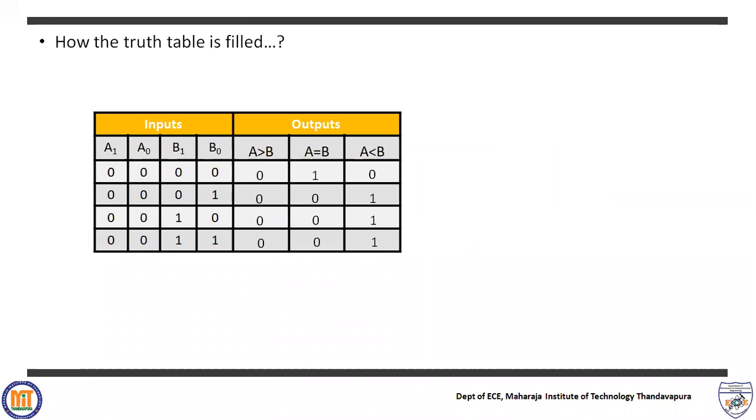So is it clear? Did you understand how the truth table is filled? Okay, so if it is clear, now keep on filling the next columns that are left out. You still have 12 rows to fill, so keep on filling those 12 rows.